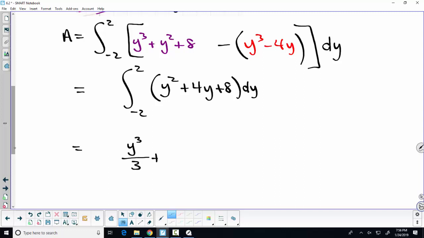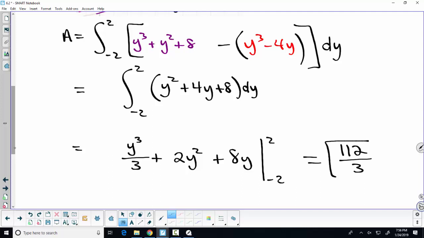Y cubed over 3 plus 2y squared plus 8y, evaluated from -2 to 2. Comes out to be 112 over 3. Questions? Everybody okay? Seem doable?